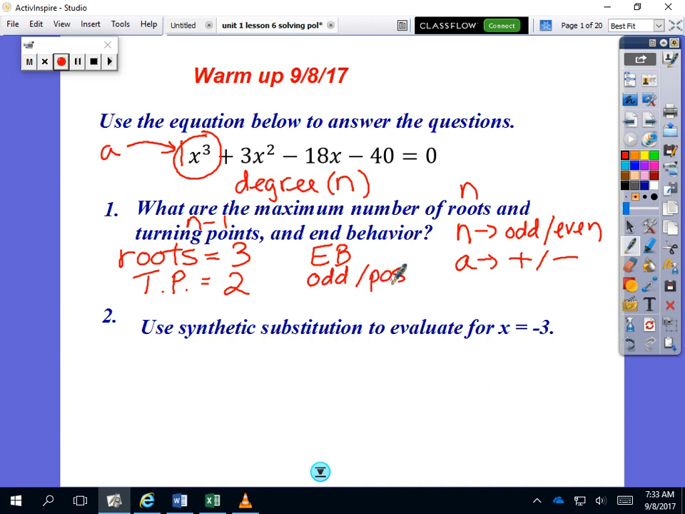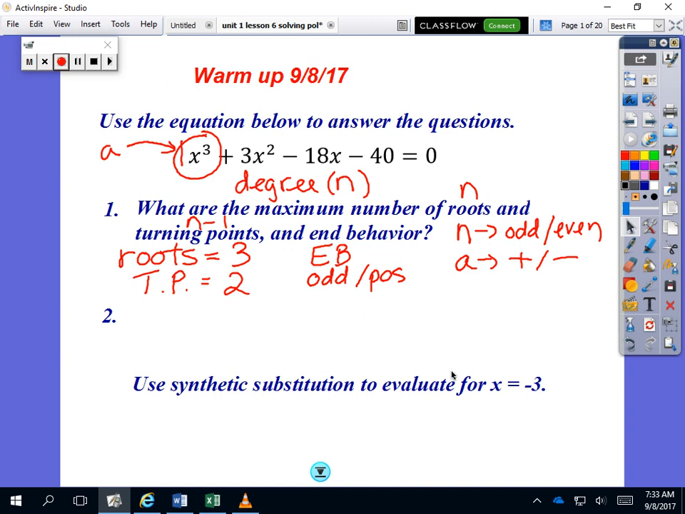And so our end behavior would be listed as: as x increases, y increases; as x decreases, y decreases. An odd positive. You'll need to have that chart to know those unless you memorized them. The other way you could do it is to put it in your calculator and just look at the ends of the function.